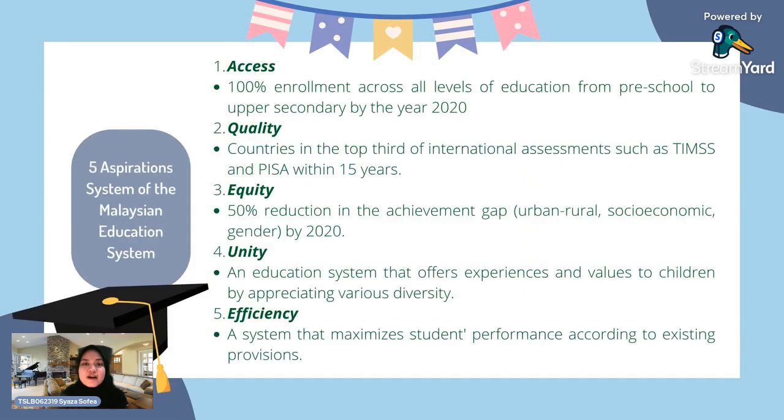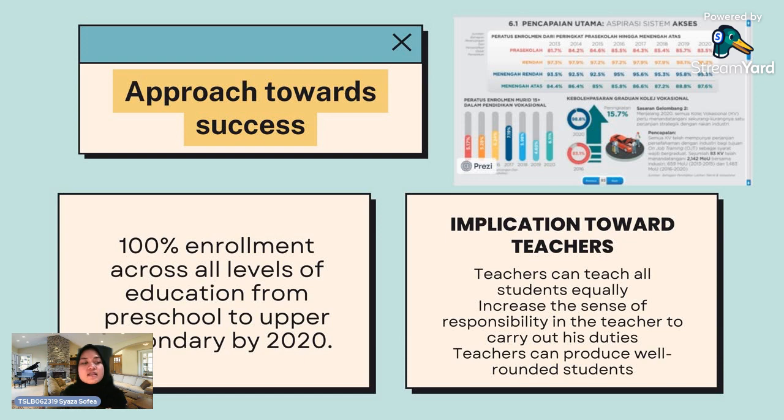Therefore, there are five aspiration systems of the Malaysian education system, which are access, quality, equity, unity, and efficiency. The first step is the approach towards success. It is 100% enrollment across all levels of education from preschool to upper secondary by the year 2020.